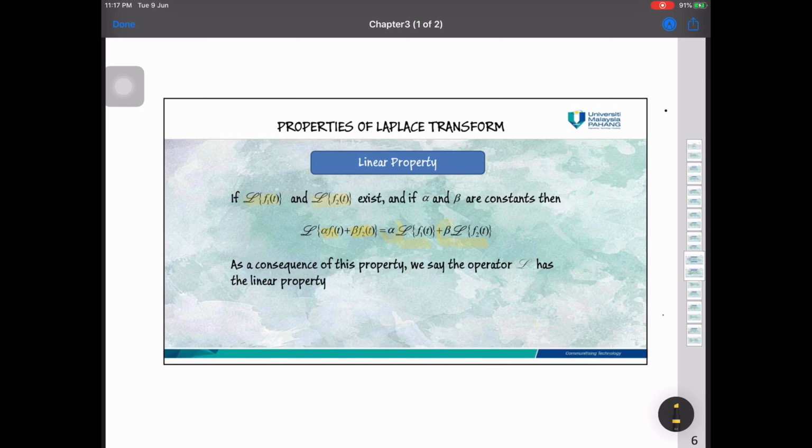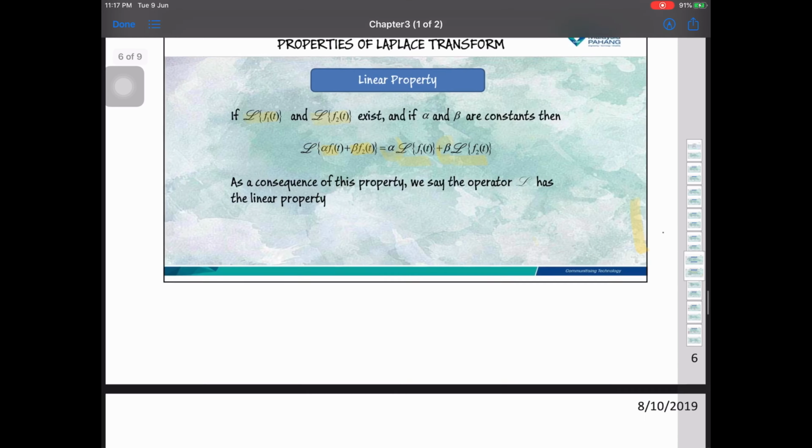As a consequence of this property, we say that the Laplace operator has the linear property. This property is named the linear property. So let's see one example here.